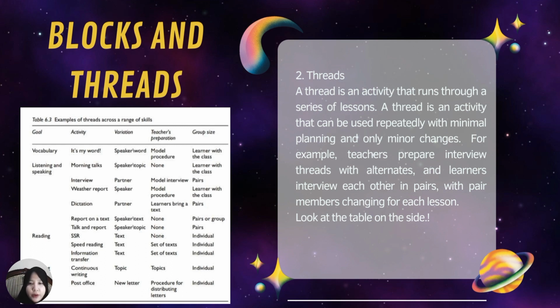The third column describes how the activity changes each time it is used. The fourth column, the preparation the teacher must make at the time of installing the thread. And the fifth shows how the activity is carried out: individually, in pairs or groups, or with the whole class. Basically, threads can be part of blocks, whereas blocks approach the lesson as a vertical unit. Threads see lessons as made up of horizontal parts that link with other lessons.